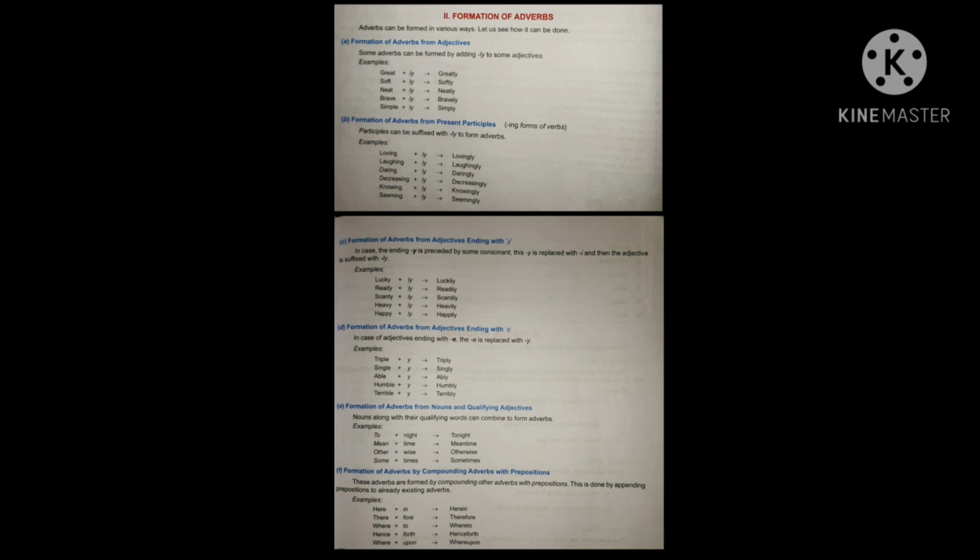Dear students, last class I explained about adverbs and the types of adverbs, and today I will explain formation of adverbs and the position of adverbs. So, formation of adverb is the second part in adverbs. When we want to make an adverb, we can make an adverb in 6 different ways. And the first way is formation of adverb from adjectives. We can form an adverb from the adjectives.